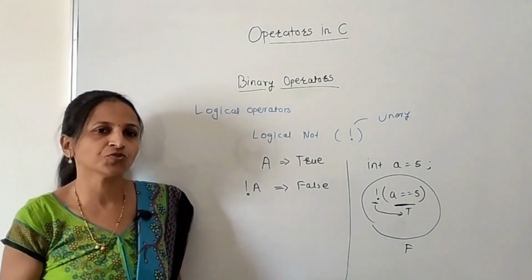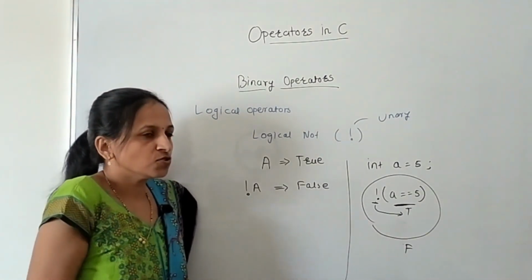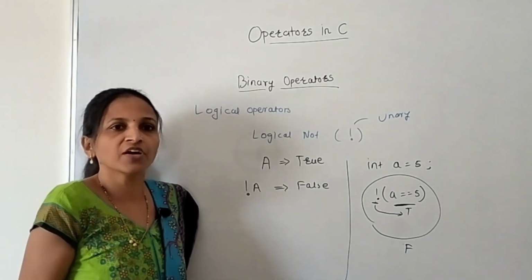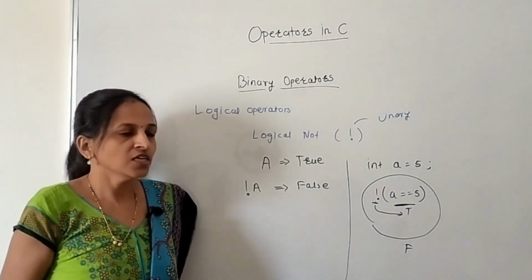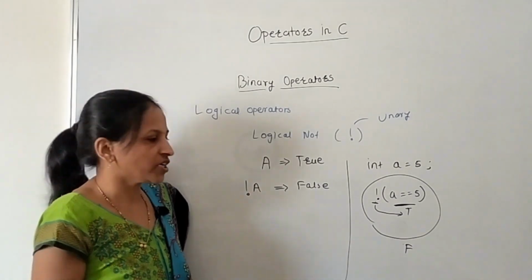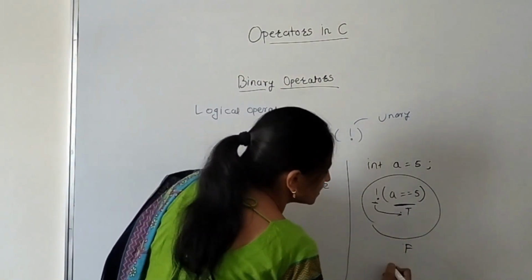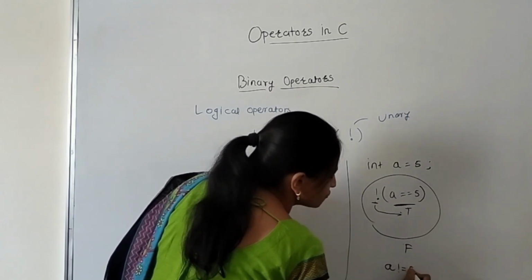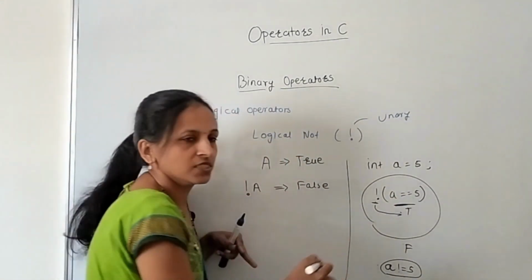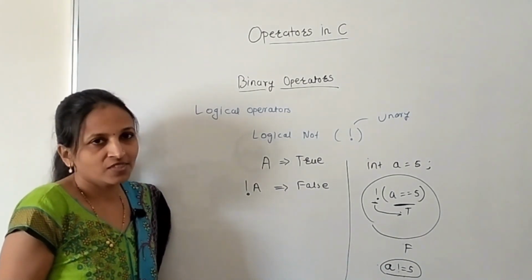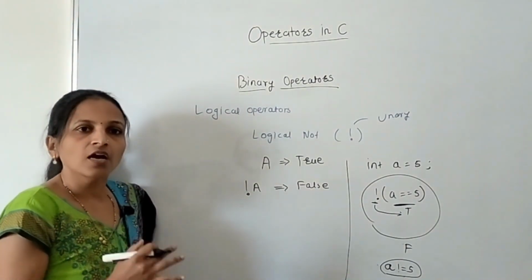It is used to reverse the value of that operand. This is logical NOT. And the meaning of this one is like A is not equal to 5. This is the meaning of this statement. Means the value of A is not equal to 5. This is the logical NOT operator.